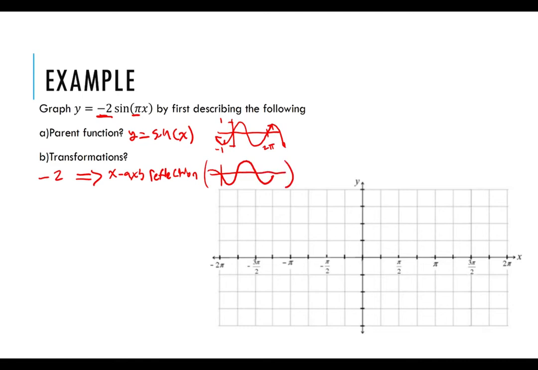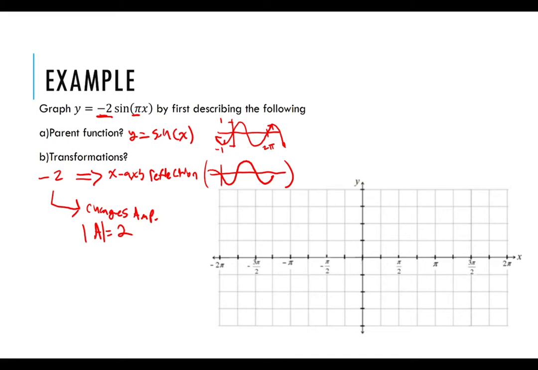So that's what that reflection does. Now, it also does something else, that is, it changes the amplitude. Specifically, the amplitude is now positive 2 because you ignore the sine. That means that our peaks are going to be at 2, our troughs are going to be at negative 2, as long as we don't have a vertical shift, but we don't.